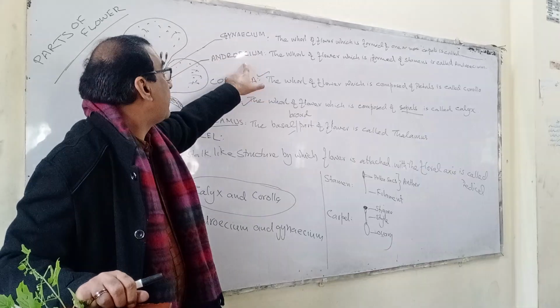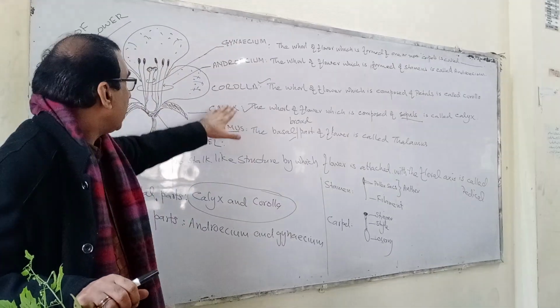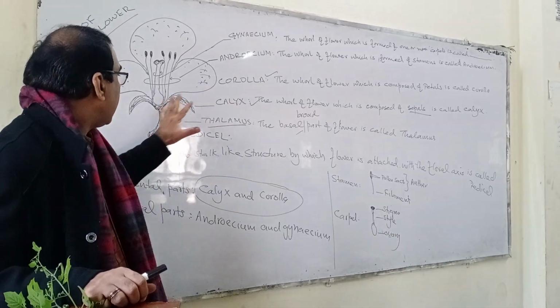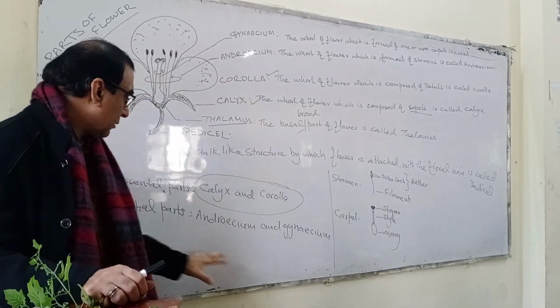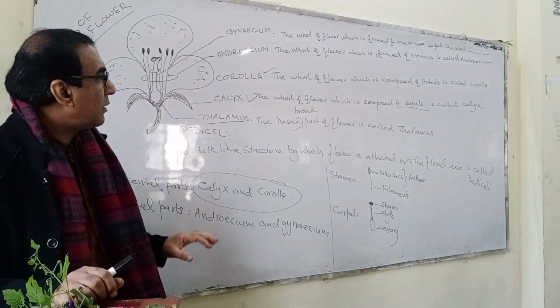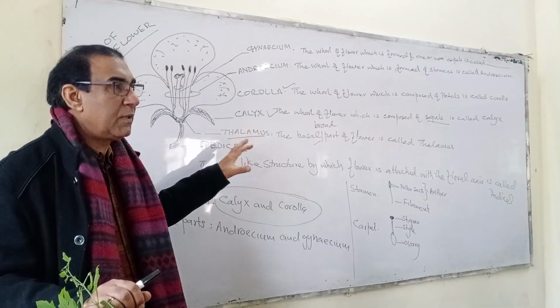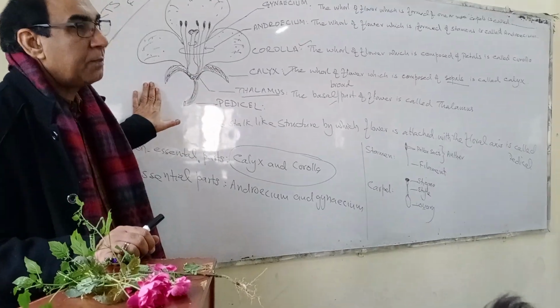This is the male part, this is the female part, and these are the non-essential parts. This is how you can learn by heart and make comprehension of the structure of a flower and parts of a flower.